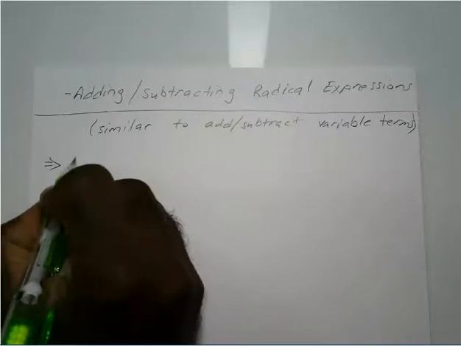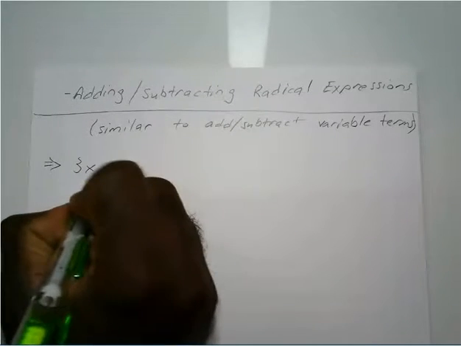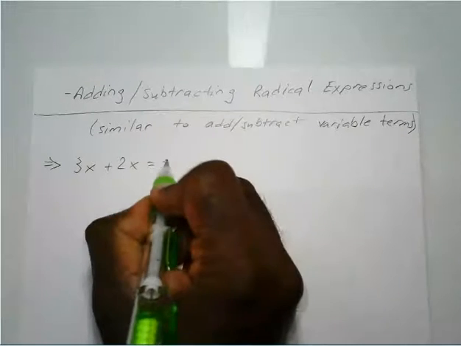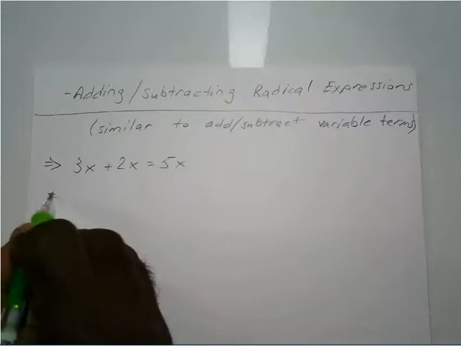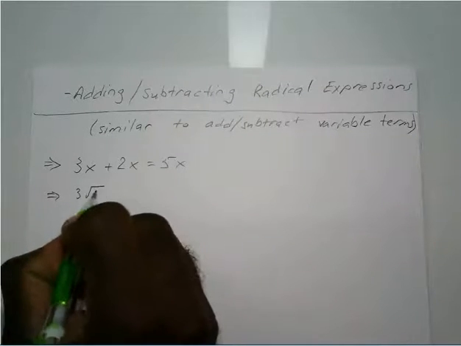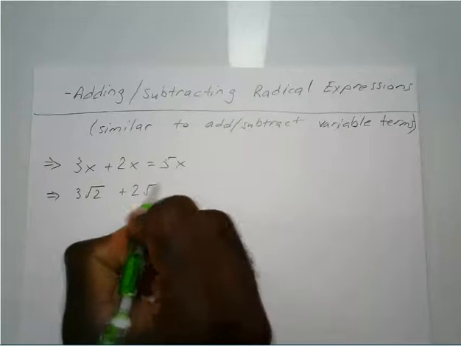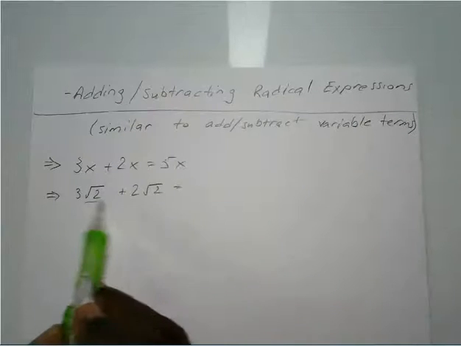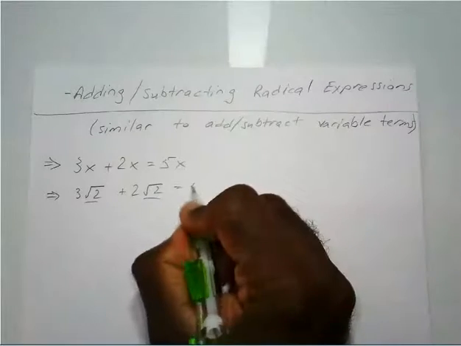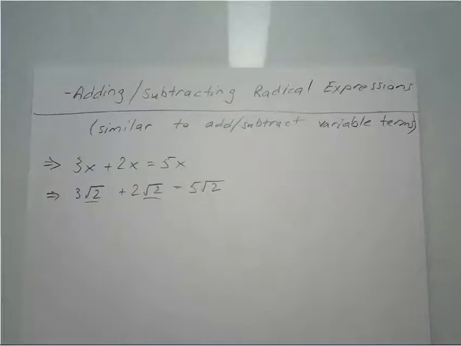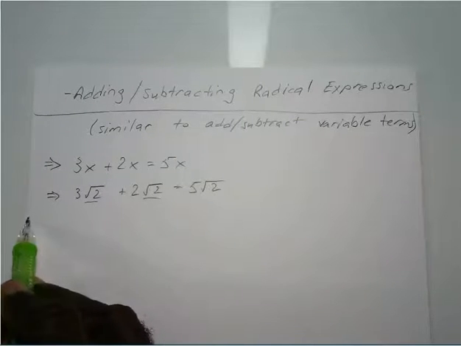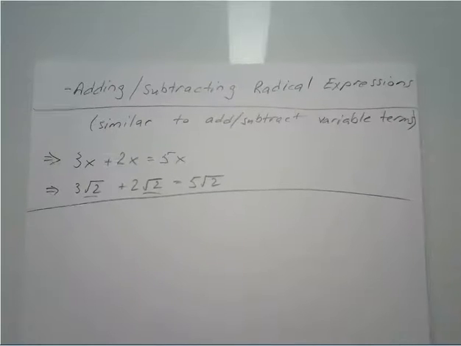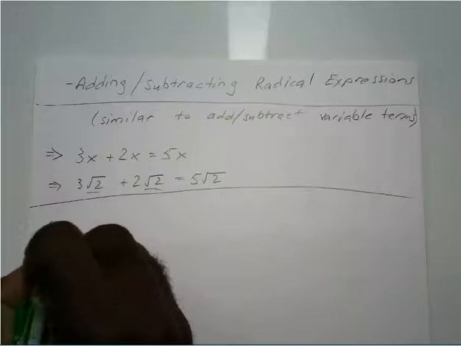Okay, so for example, if you have 3x plus 2x equals 5x, it's the exact same thing. You have 3 square root of 2 plus 2 square root of 2. As long as your radicals are the same, that would be 5 square root of 2. Okay, but remember, they have to be exactly the same, index and all.